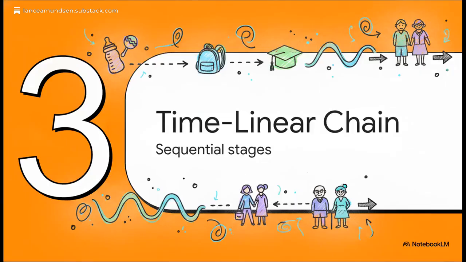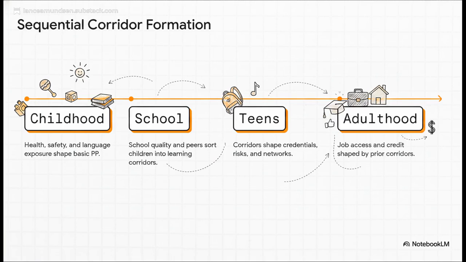Which leads us to Section 3, the time linear chain. To really grasp demographic divergence, we have to map these concepts out chronologically over a human lifespan. Because, let's face it, a child isn't born into the market as some fully formed economic agent. An adult doesn't just poof into the labor market out of thin air.